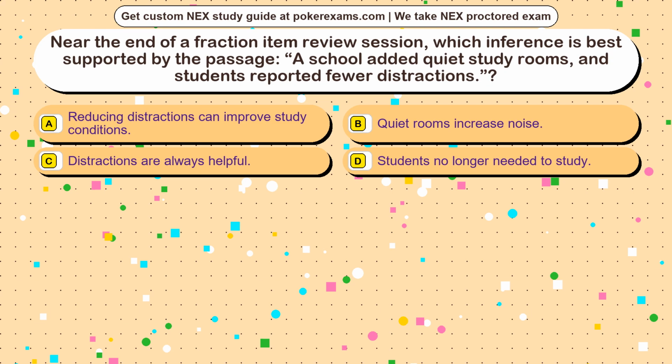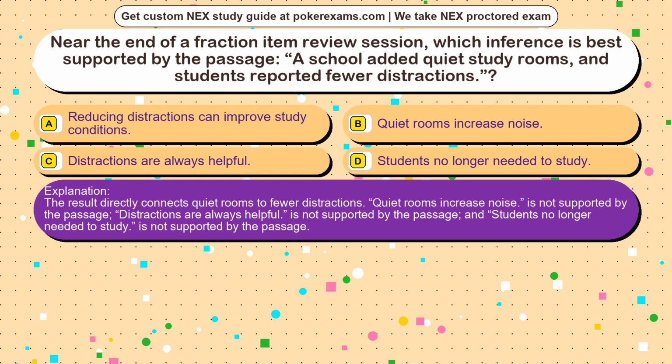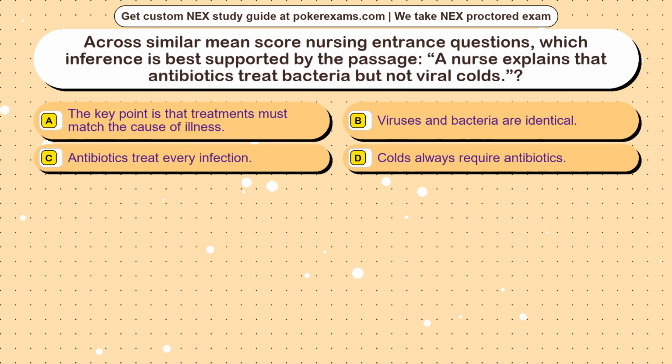The correct answer is option. The result directly connects quiet rooms to fewer distractions. Quiet rooms increase noise is not supported by the passage. Distractions are always helpful is not supported by the passage, and students no longer needed to study is not supported by the passage.